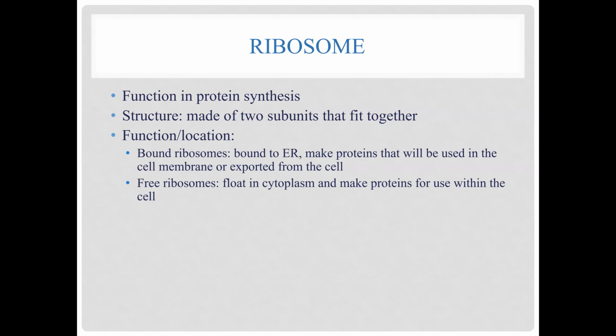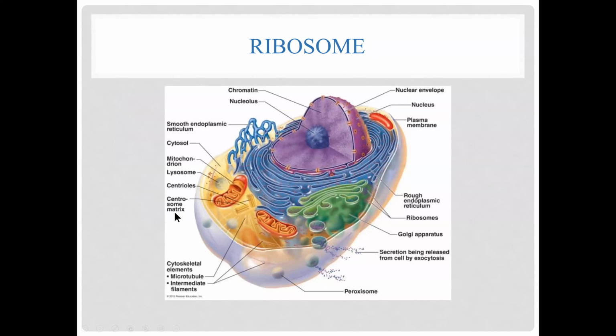Their location, they can be bound to the endoplasmic reticulum. We'll look at that in just a second. They make proteins that are going to be used in the cell membrane or exported from the cell. An example would be thyroid hormone or neurotransmitter, okay? Or they can be free floating in the cytoplasm, and they're going to make proteins for use inside the cell. So they can either be bound to endoplasmic reticulum or they can be free.